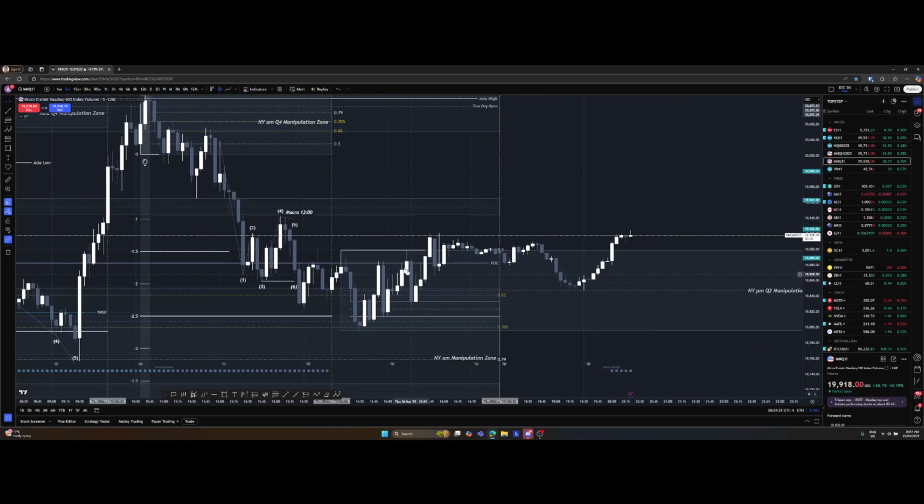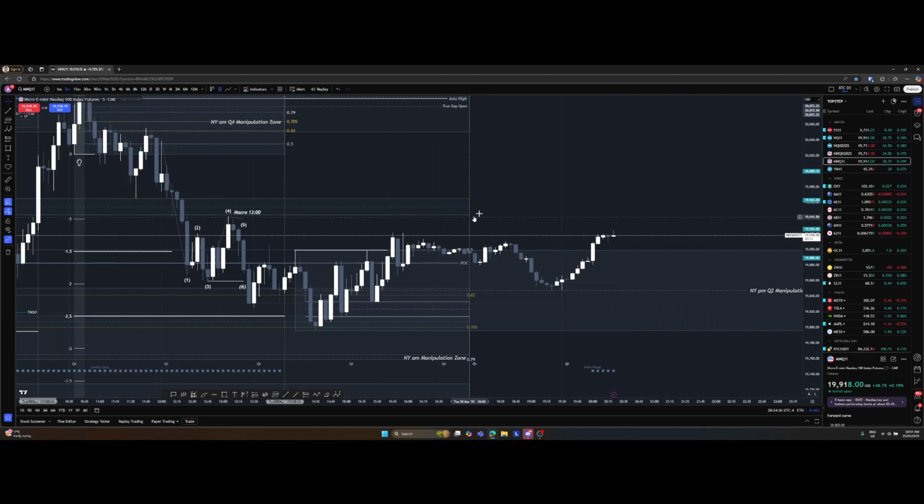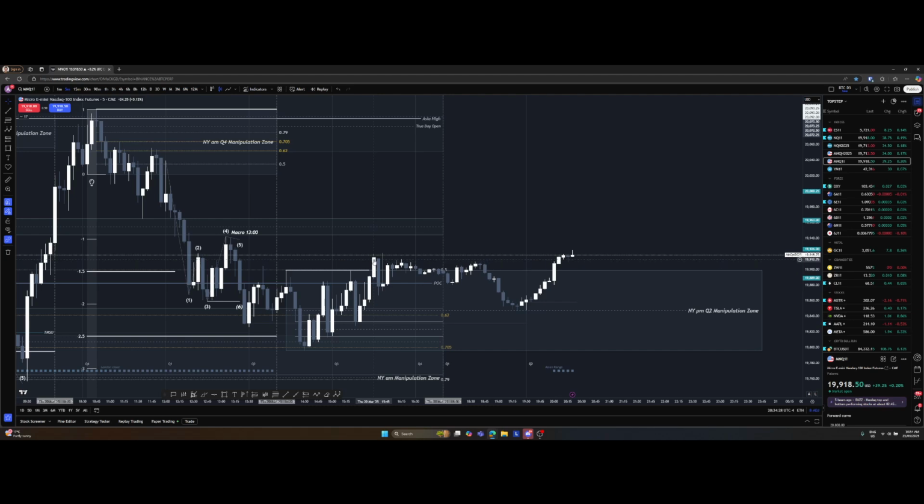So there's no entry in this area for this 5-minute model. We're waiting this whole time for a candle close above this high that made the low to make our zone.